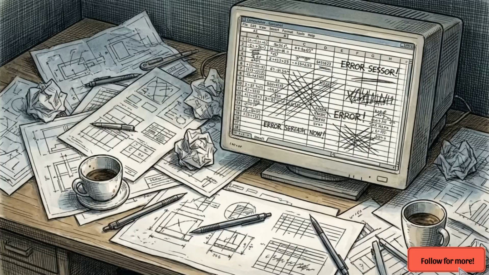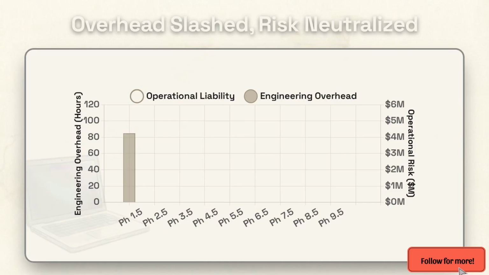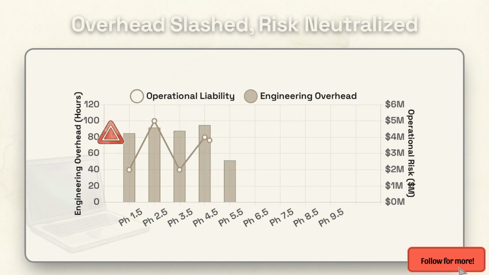We move from a slow, manual process, highly susceptible to arithmetic mistakes, to a mathematically flawless, instantaneous engineering workflow. For the corporate boardroom, this slashes preliminary engineering overhead while simultaneously neutralizing millions of dollars in operational risk.